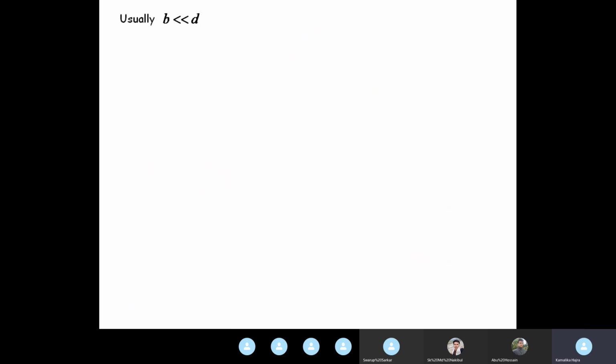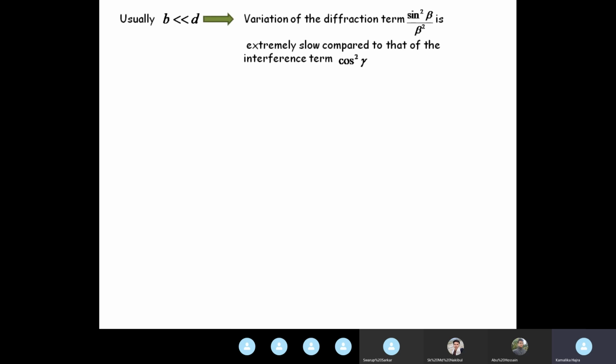Now usually, as I told you in the earlier slide, B, the slit width, is much smaller than D. So even if it is not so small as to produce only the Young's double slit interference pattern, it is still smaller than D, because in order to see a particular fringe pattern, you can't make B very large. So the variation of the diffraction term sine squared beta by beta squared is extremely slow compared to the variation of the cos square gamma term, because gamma contains d, which is much greater than b.